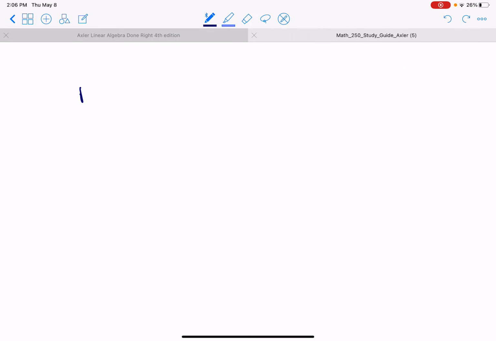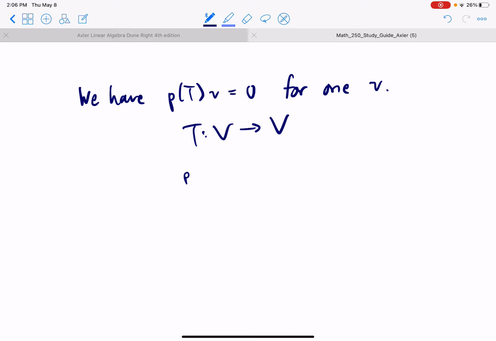So now we have p of T v equals 0 for one vector v. Now we need one for all. So why does it exist? Well, the idea is look at the range of p of T. So p of T is an operator, right? T is an operator. So then we create a new operator, p of T, which does T a bunch of times and then linearly combines the results in some way according to the coefficients of the polynomial.